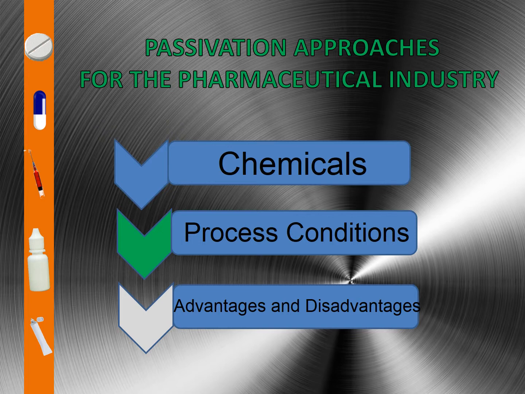Here we are going to talk about the different chemicals that we can use to passivate stainless steel in the pharmaceutical industry, the process conditions, and the advantages and disadvantages of these approaches.